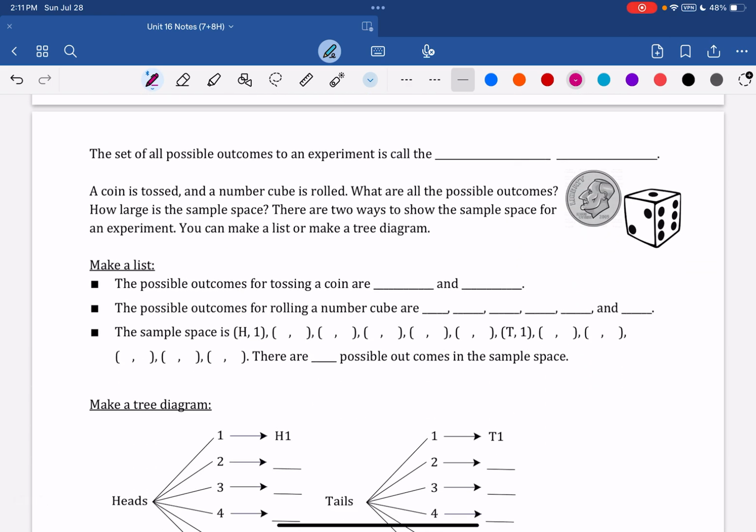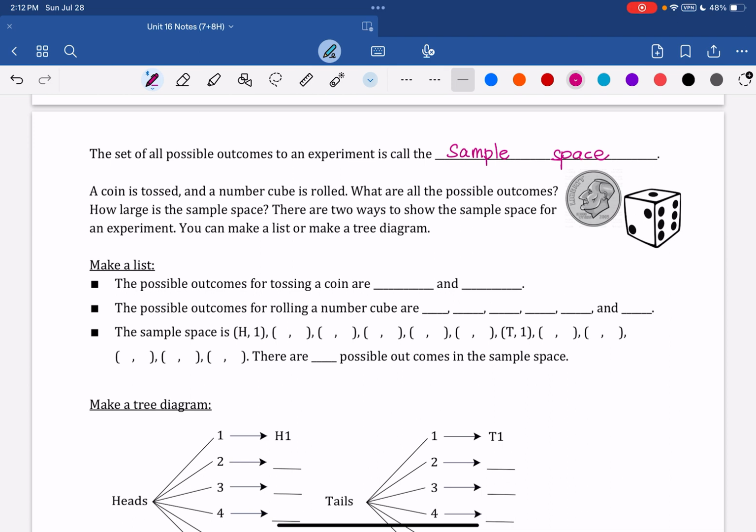Okay, so again, the set of all possible outcomes of an experiment is called the sample space. A coin is tossed and a number cube is rolled. What are the possible outcomes? How large is that sample space? There are two ways to show the sample space for an experiment. You can make a list or make a tree diagram.